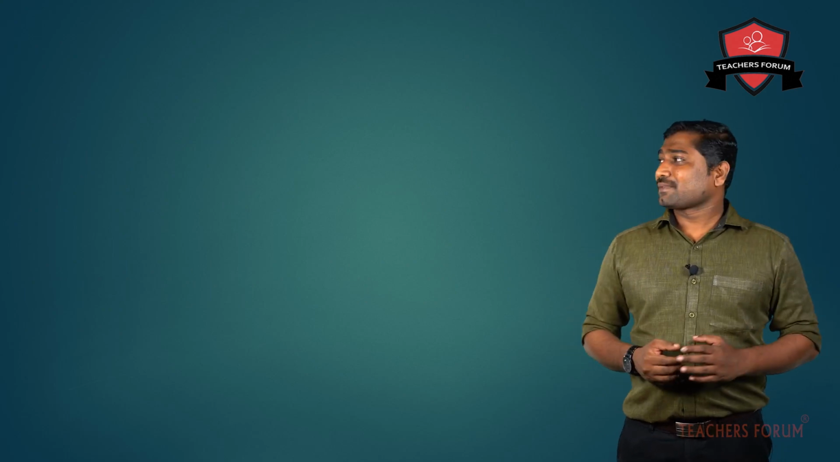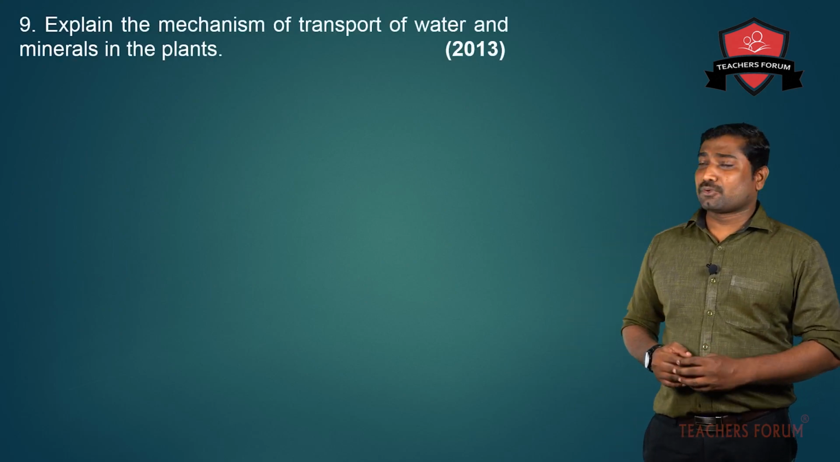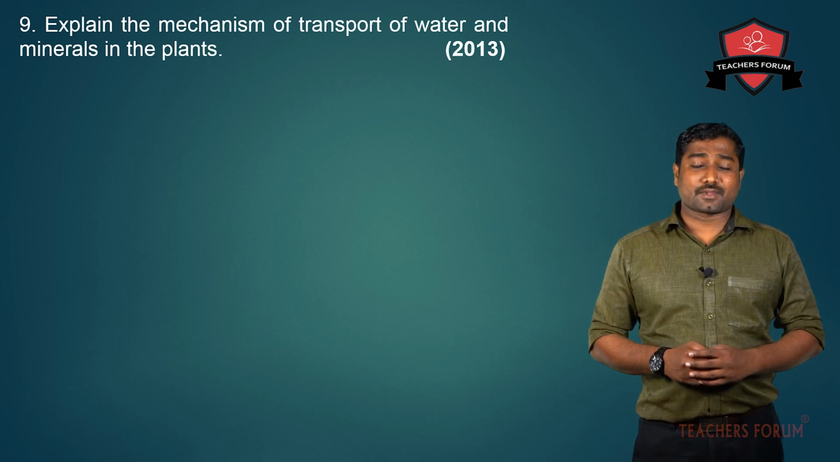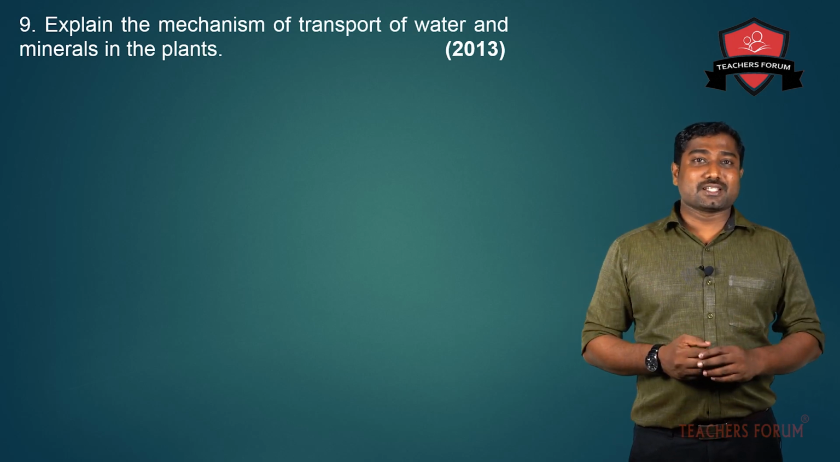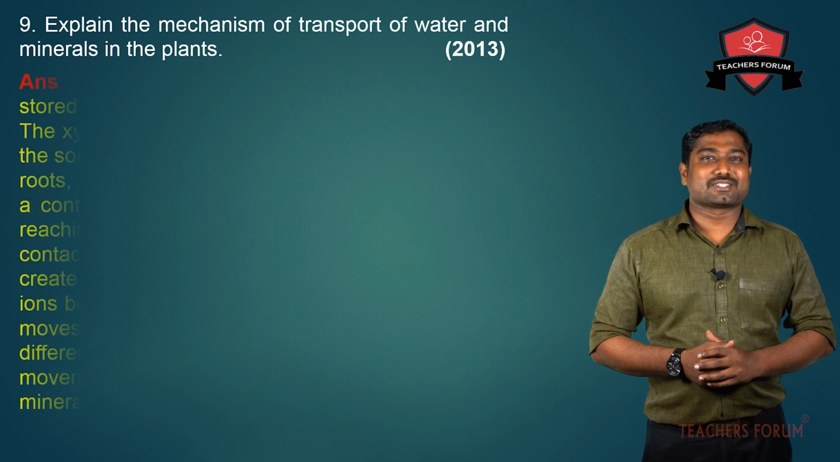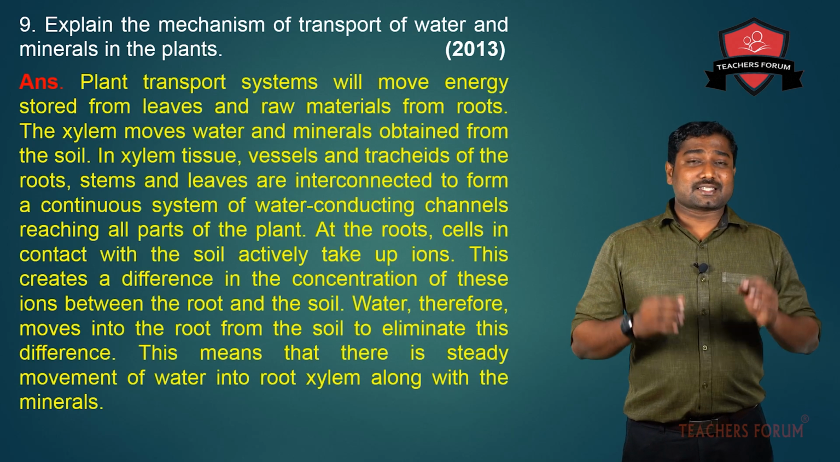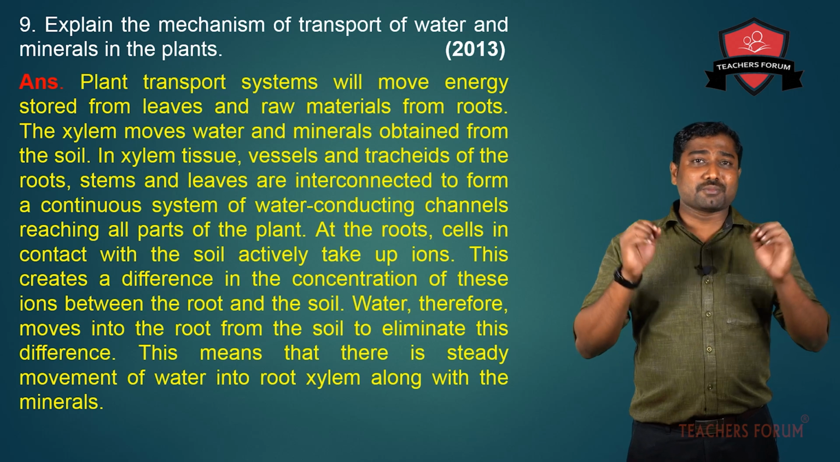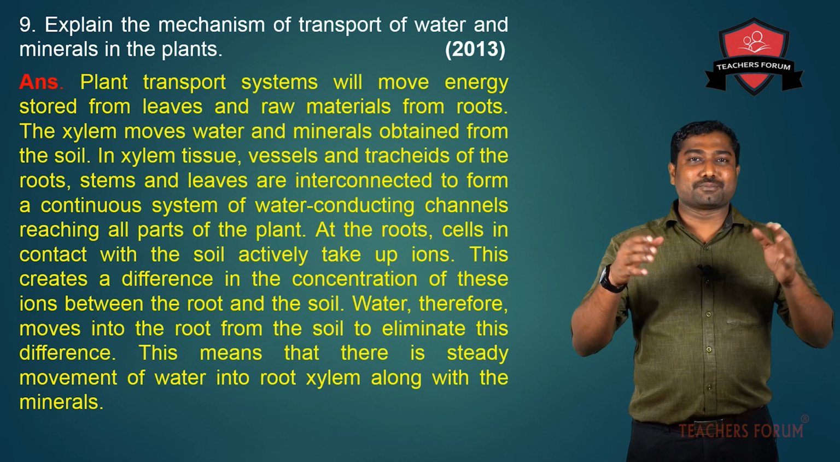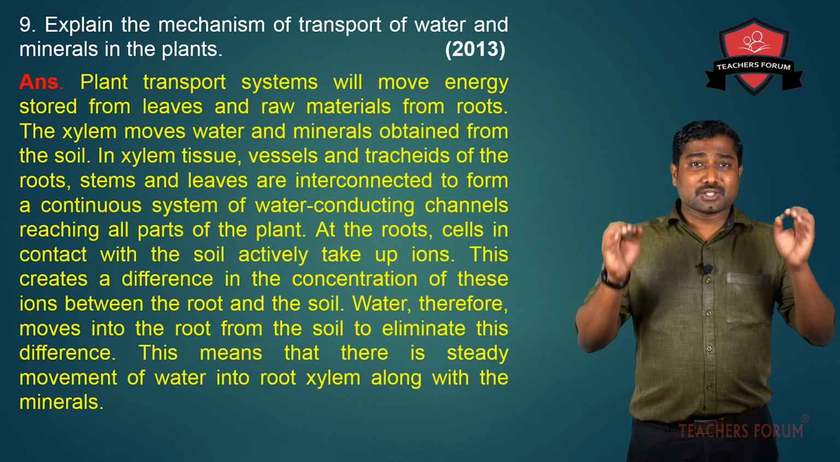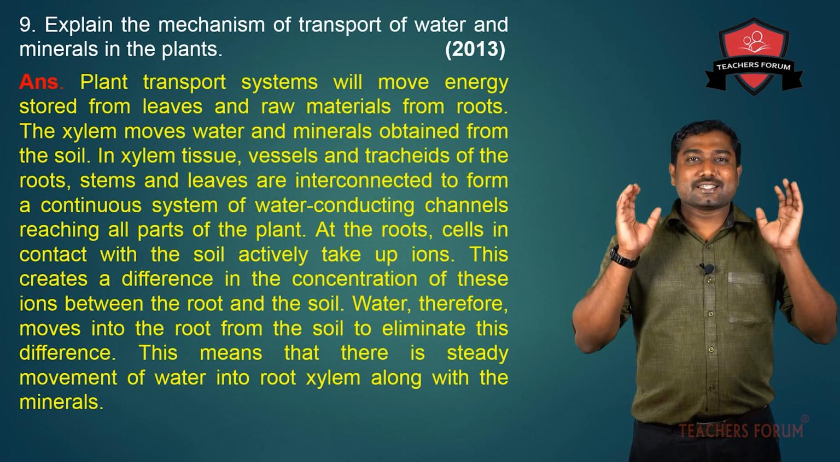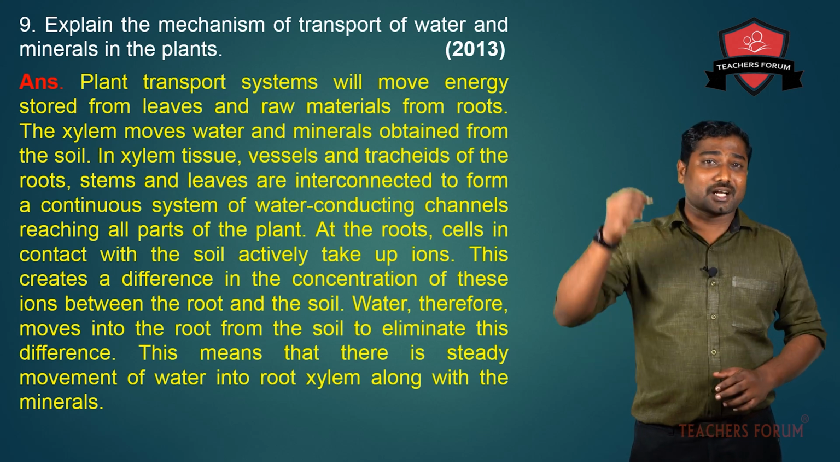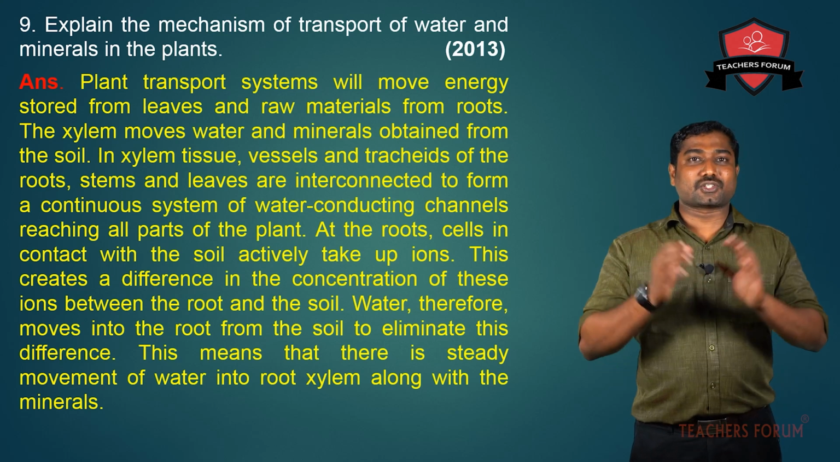Moving to the next question, explain the mechanism of transport of water and minerals in the plant. Transport of water and minerals, or the transport of sap, is done by our xylem vessels. The xylem vessels and the tracheids form a continuous column of channels all along the stem, root and leaf. So wherever the organs are found in the plant, these xylem vessels and tracheids form a continuous column, just like a giant straw.